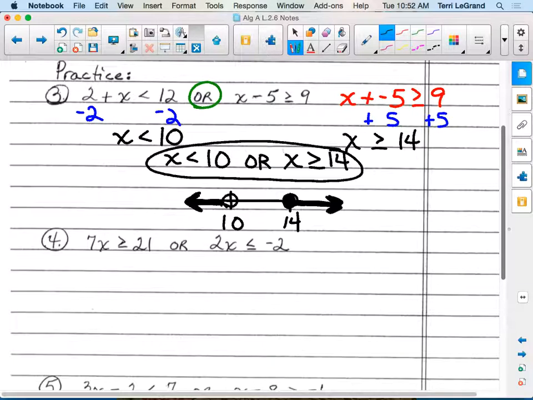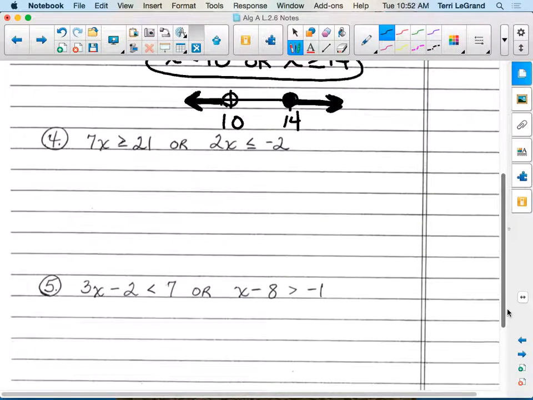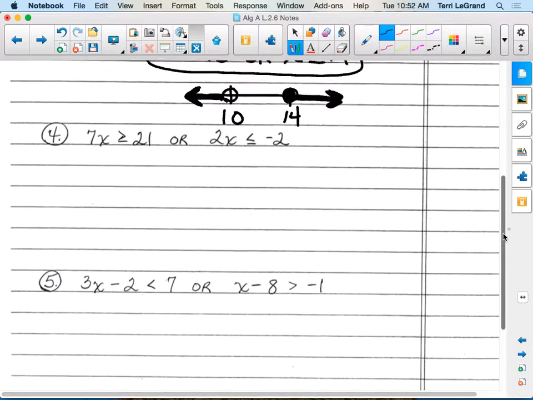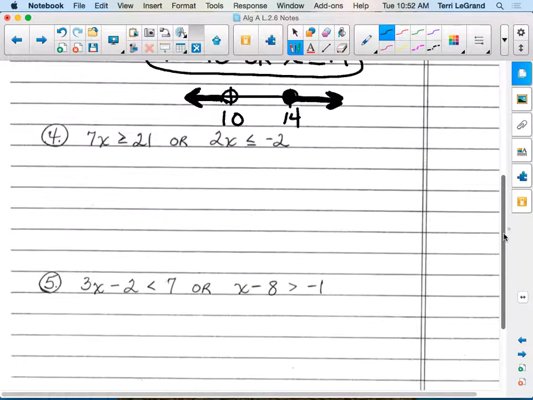So, what does "or" have to mean? Does it mean you have to have something that makes both of them true? You get to choose from one or the other. Okay, try this one on your own. I know you know how to solve simple inequalities, and we just practiced an "or" together, so I'm feeling confident you can do this.